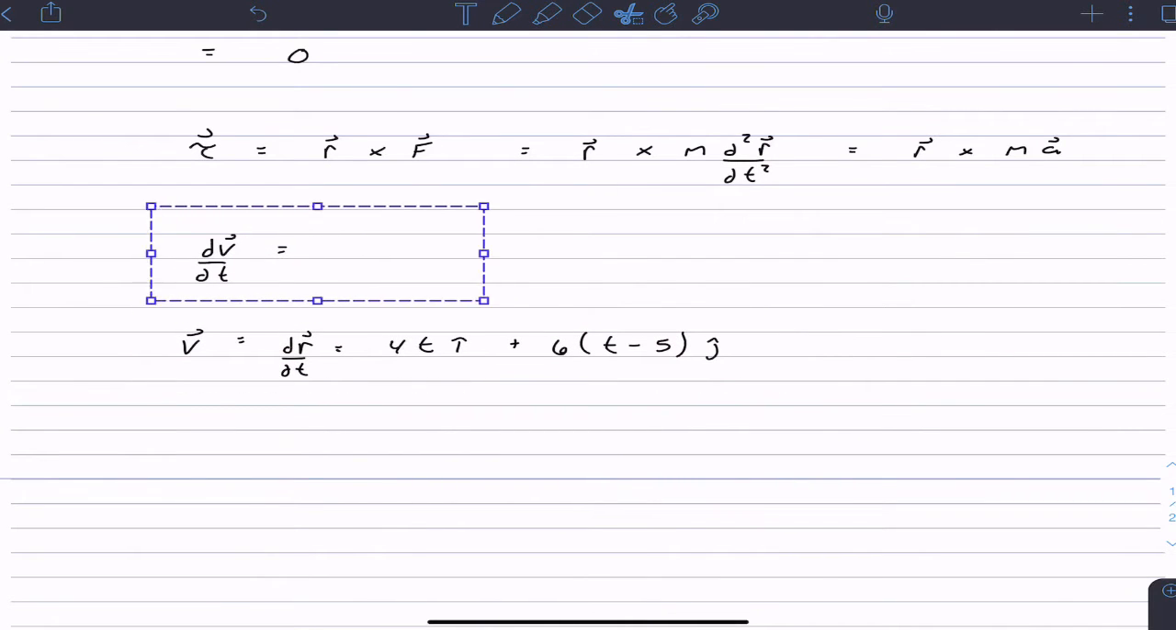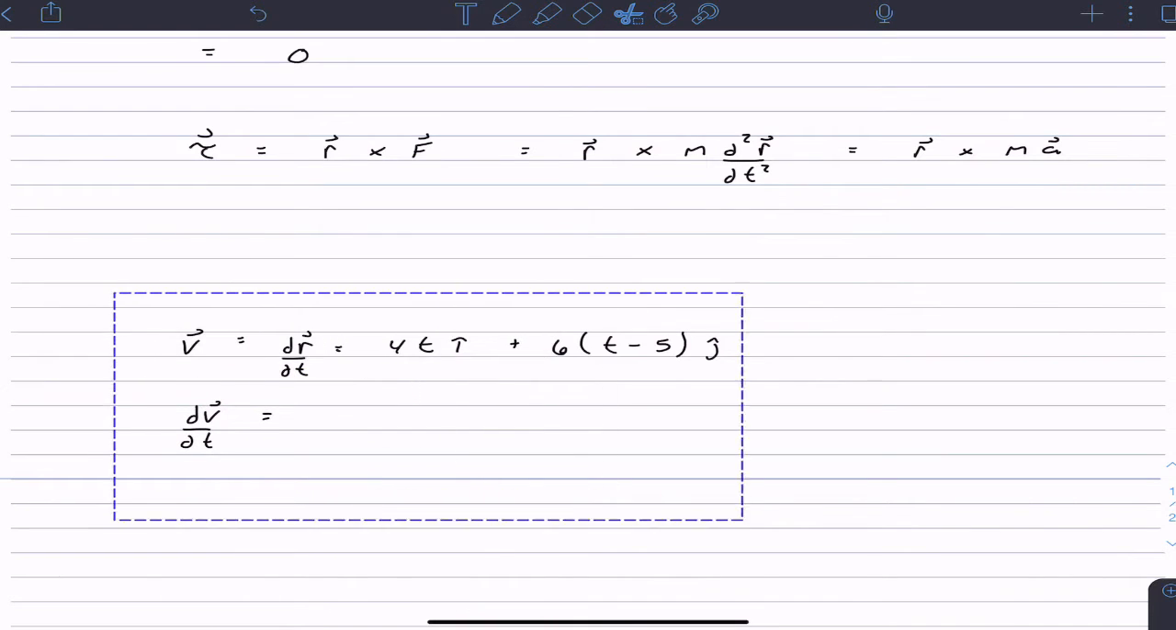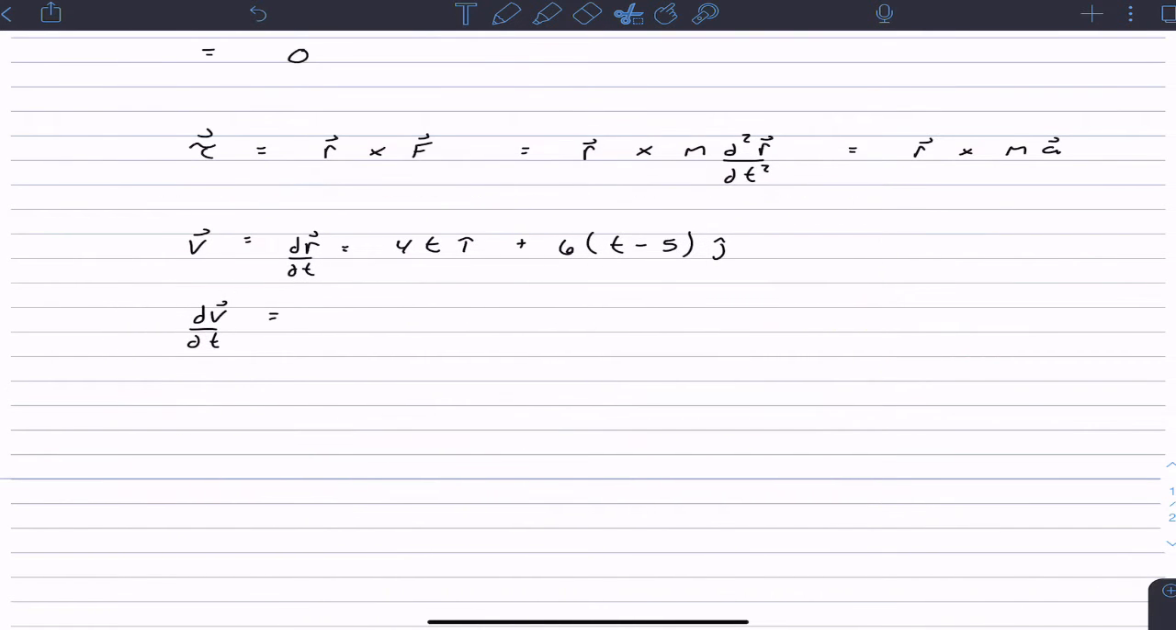Just doing a little rearranging here so I can better explain what I'm doing. That's going to give you 4 in the i hat direction plus 6 in the j hat direction. This is acceleration, so meters per second squared is going to be our units. You just remember that. Now we have our acceleration vector.